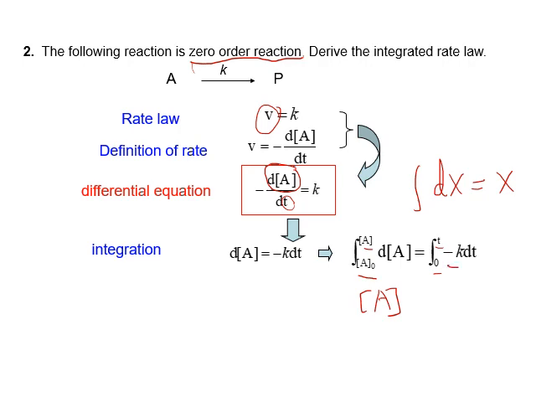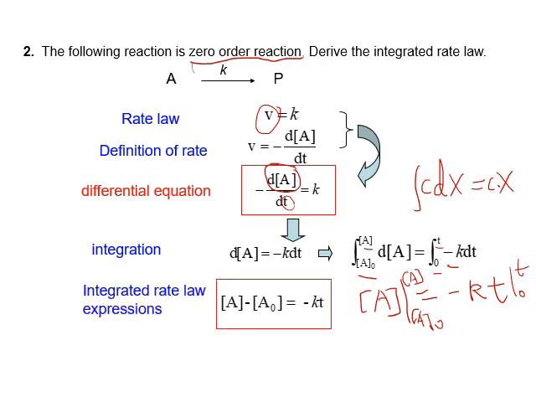The right side is also a constant times dt. A constant times dx integrated is just the constant times x. So the right side should be negative kt. But don't forget it's from the initial concentration to the final concentration, here from 0 to t. Final minus initial, and that's what you get: the final concentration minus the initial concentration equals negative kt. That's the integral rate law for the zero order reaction.